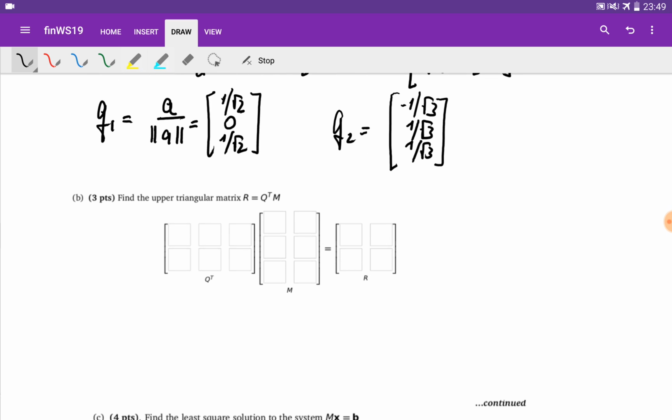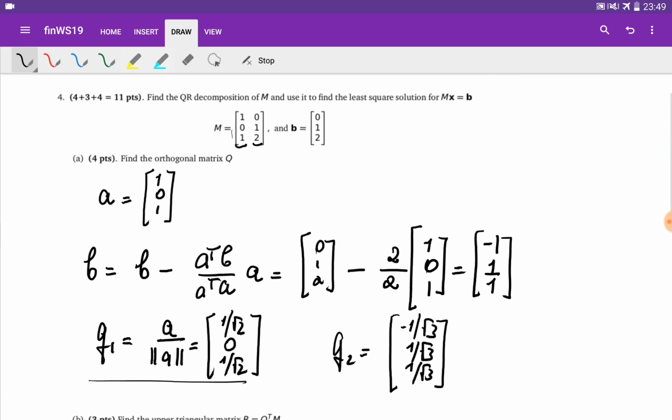In order to find the R matrix from the QR decomposition, we just need to multiply Q transposed by M. So we basically write down the first column of Q as the first row: 1 over square root of 2, 0, 1 over square root of 2. The second column as the second row: minus 1 over square root of 3, 1 over square root of 3, 1 over square root of 3. This is multiplied by the M matrix, which is 1, 0, 1, 0, 1, 2.